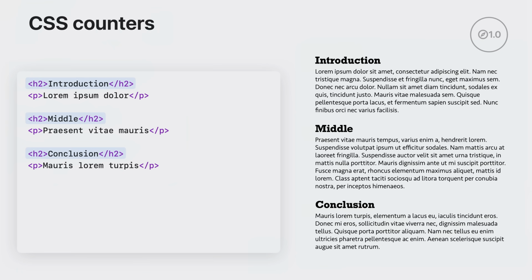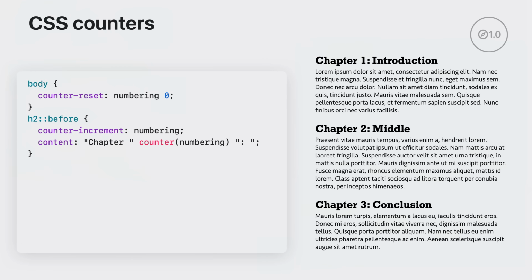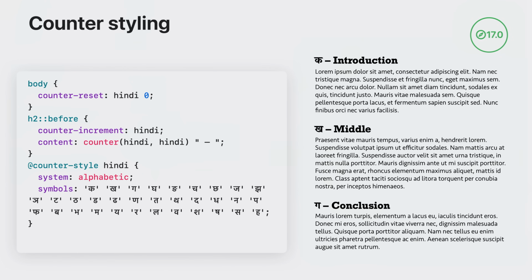Here's an example. I've got 3 H2 headlines with just words for each headline. In CSS, I create a counter by declaring counter-reset. I've named it numbering, and I've set it to start counting after 0. Then, using a ::before pseudo-element, I tell the browser to increment the counter and to display it in the content. By default, counters use Western Arabic numbers 1, 2, 3. But we can change that. Just like before, I can style the counter to be anything I want. That's how to create and style counters.